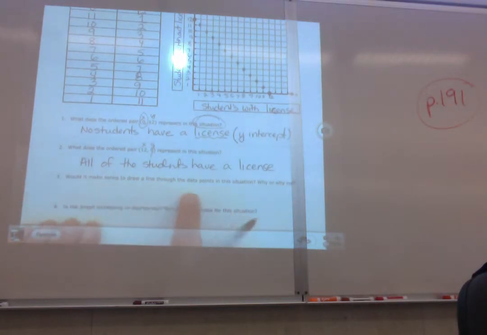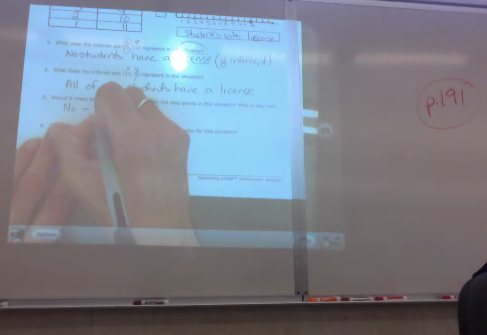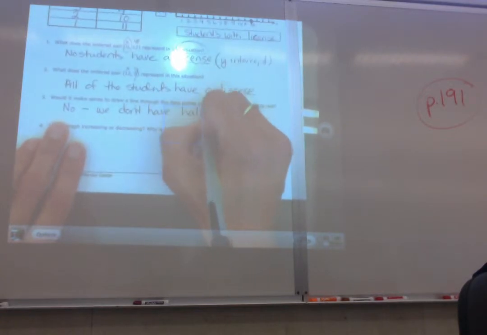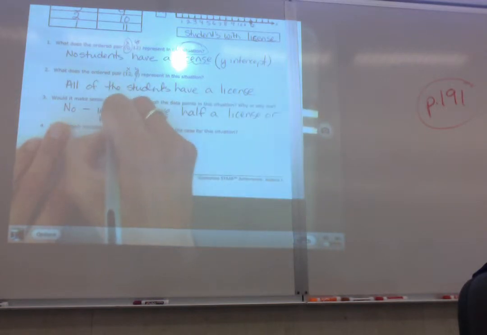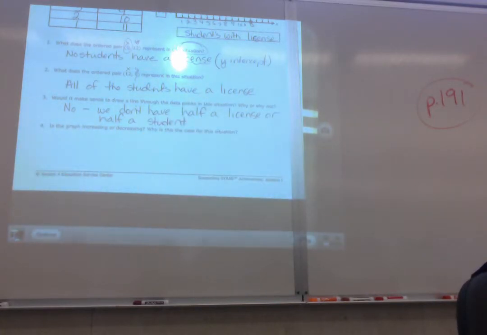Okay, 3. Would it make sense to draw a line through data points? Why or why not? What did we say? Would it make sense to draw a line? No. Why? Because we don't have half a license. Or half a human. We don't have half a license or half a student. We need discrete whole number intervals.